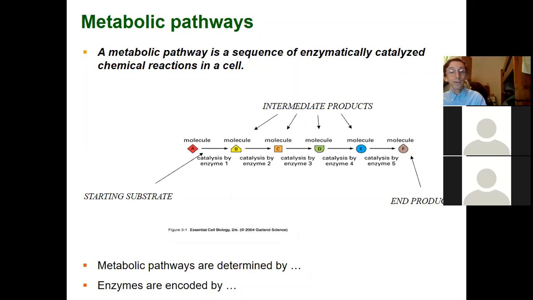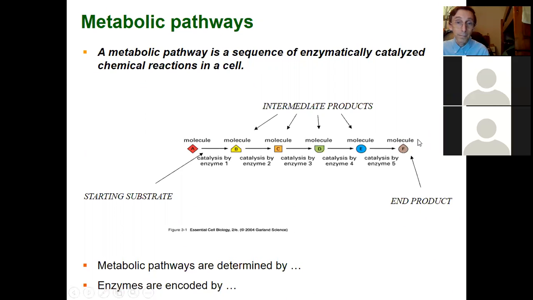Metabolic pathways are determined by genes because genes encode the enzymes that are required to convert molecule A to molecule B. A second gene makes another enzyme converting molecule B to molecule C, and then an enzyme making molecule C to molecule D, to E, and then E to F. F is called the end product because it's the last molecule made.